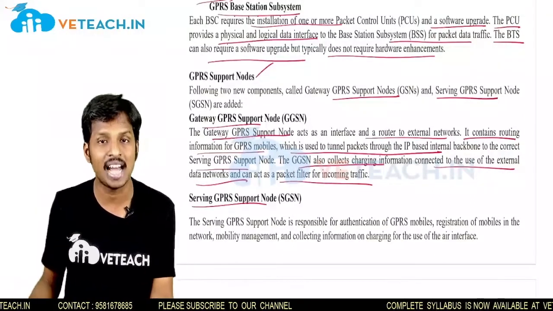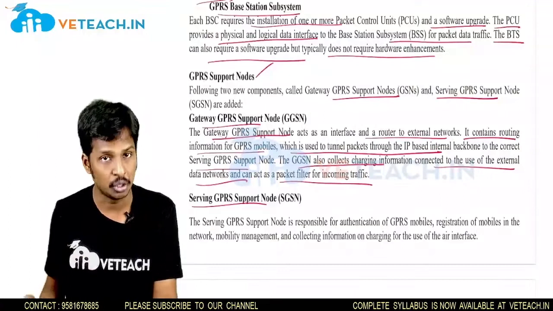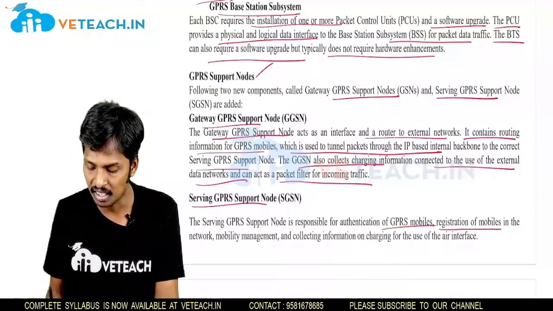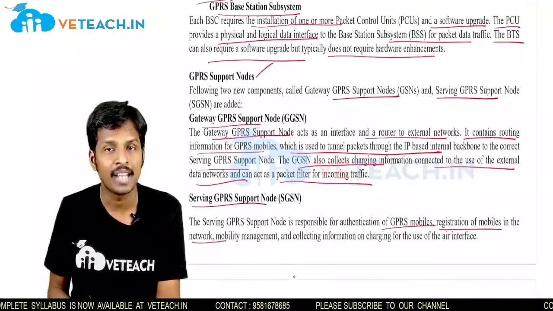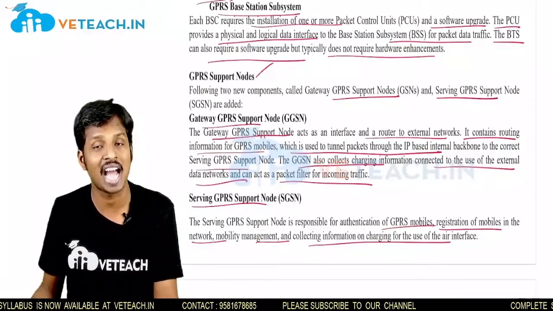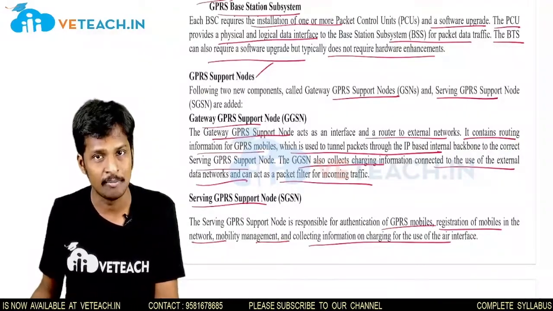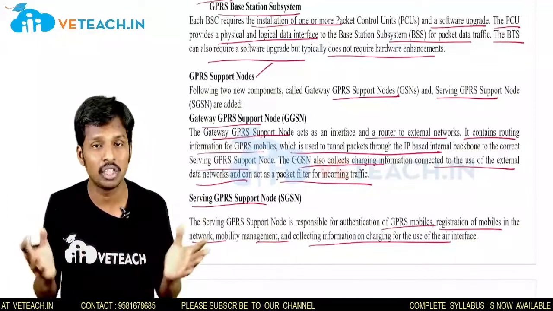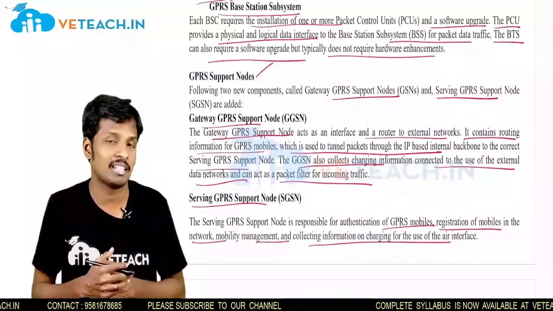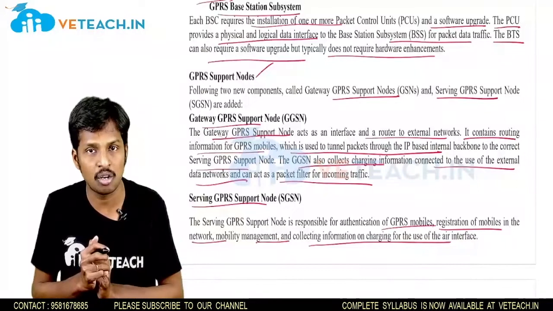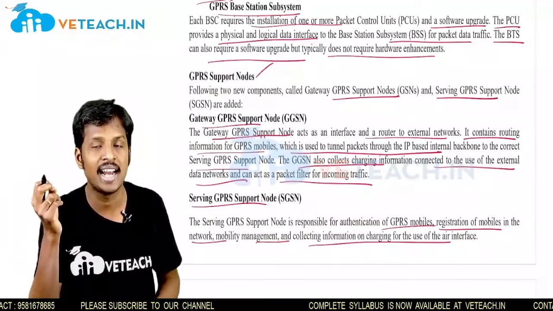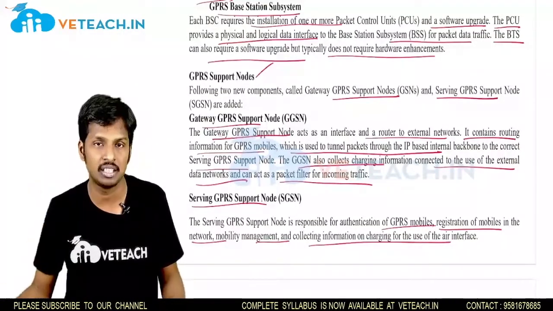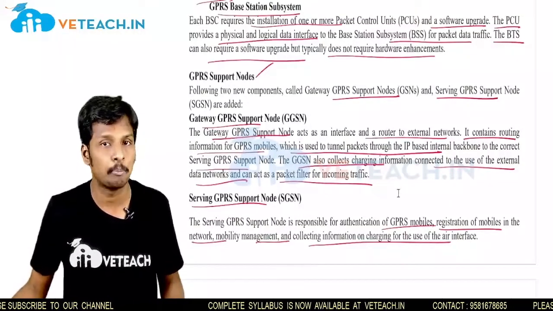And then the Serving GPRS support node. It is responsible for authenticating GPRS mobiles, as well as registration of mobiles in the GPRS network, mobility management, and collecting charging information on the use of the air interface. The serving GPRS support node is going to provide all the services for GPRS mobiles, like authenticating whether you are a genuine user or not, then registration of your mobile, and then the charges that are applied when you use the air interface will also be handled by this GPRS support node.